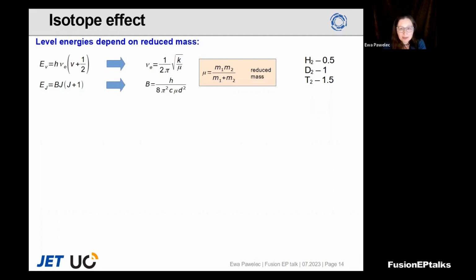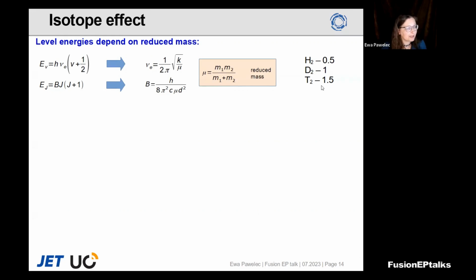But in the case of the molecule, it's visible very, very easily, because the separation of the vibrational and rotational levels, and therefore rotational and vibrational lines, is dependent on the reduced mass, which means that the differences between hydrogen, deuterium, and tritium are by a factor of 2 or 3, meaning that in hydrogen we have the reduced mass of half, in D2 we have 1, and in tritium 1.5.